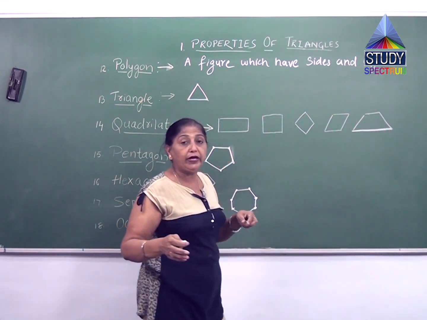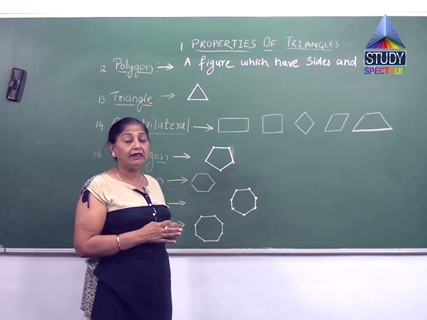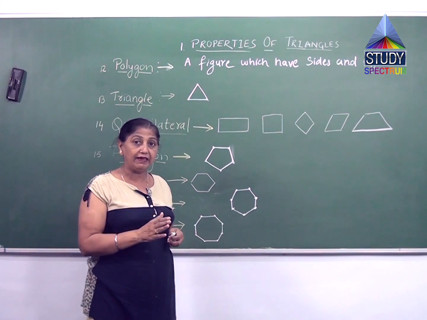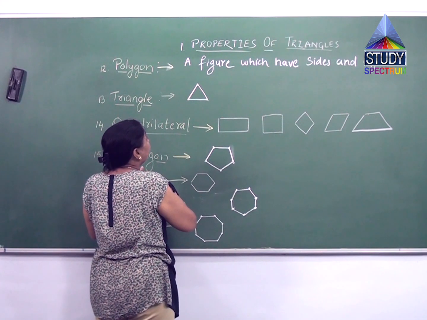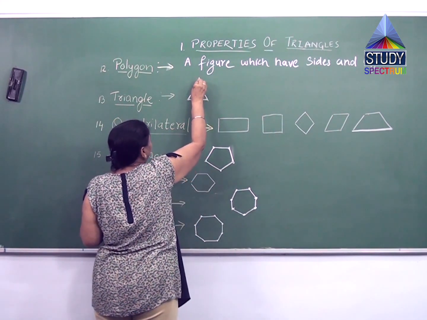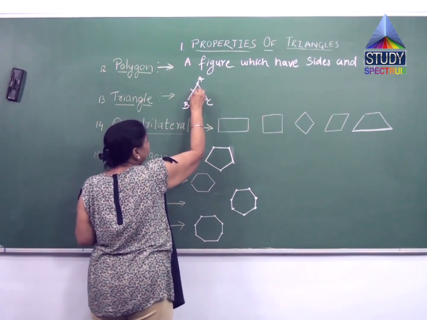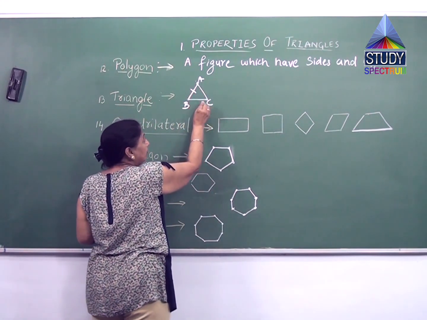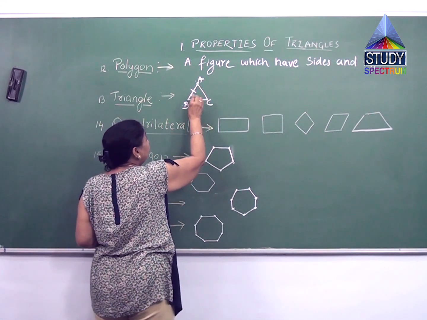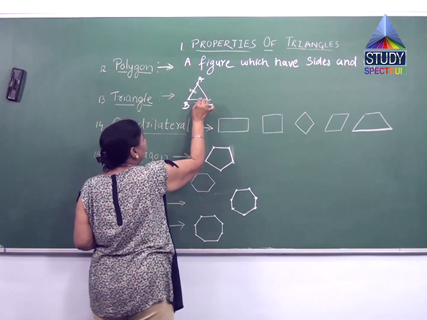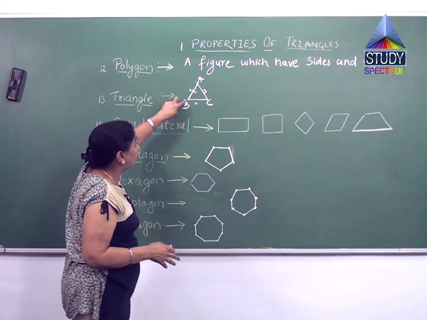Right? Now in a triangle, we see that a triangle has three sides. So a figure which has three sides and three angles, here you can see these are the three segments over here. Suppose I give names A, B, C. So AB is one side, BC is the other side, AC is the third side of it. I can give them the names 1, 2, 3. So how many sides does a triangle have? A figure which has three sides, right?